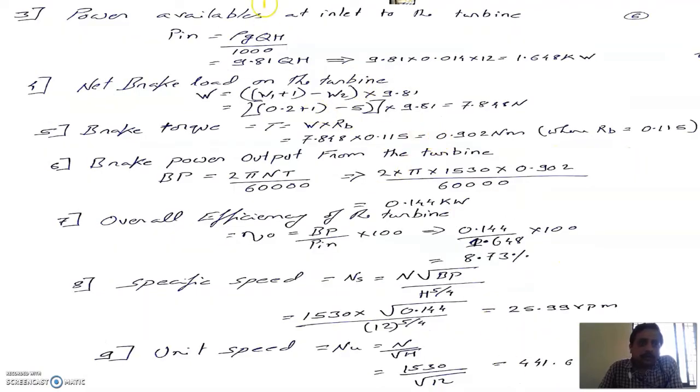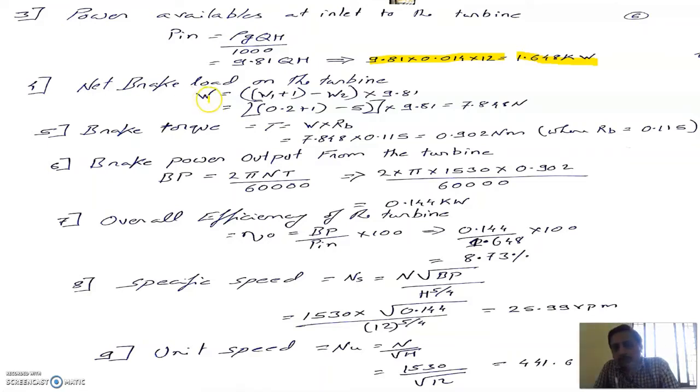Next, I calculated the available power at the inlet of the turbine. The formula is rho G Q H by 1000. This equation can be rewritten as 9.81 Q into H. When I put all the values, I got the power as around 1.648 kilowatts.